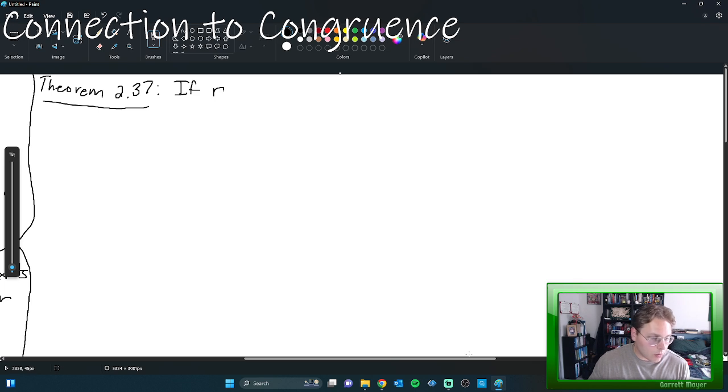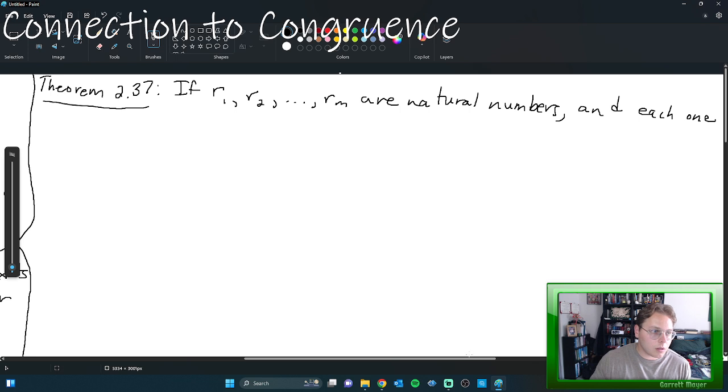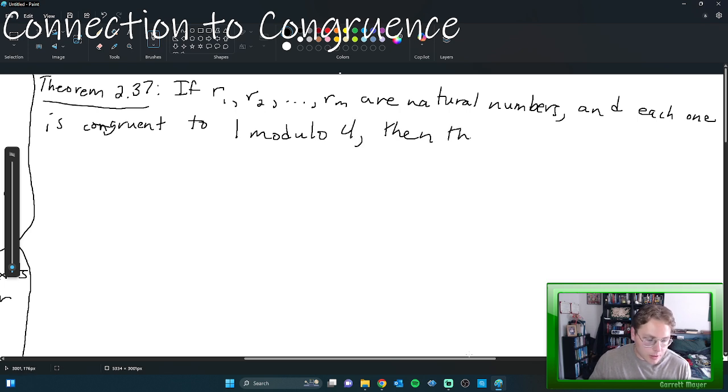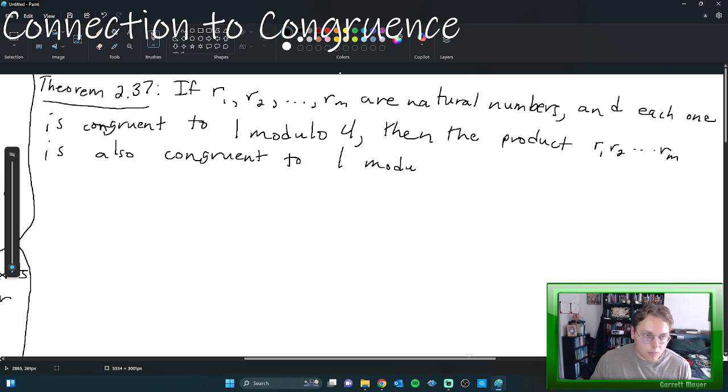If R1, R2, ..., Rm are natural numbers, and each one is congruent to 1 modulo 4, then the product R1, R2, ..., Rm is also congruent to 1 mod 4. And this proof is going to be very quick and simple.